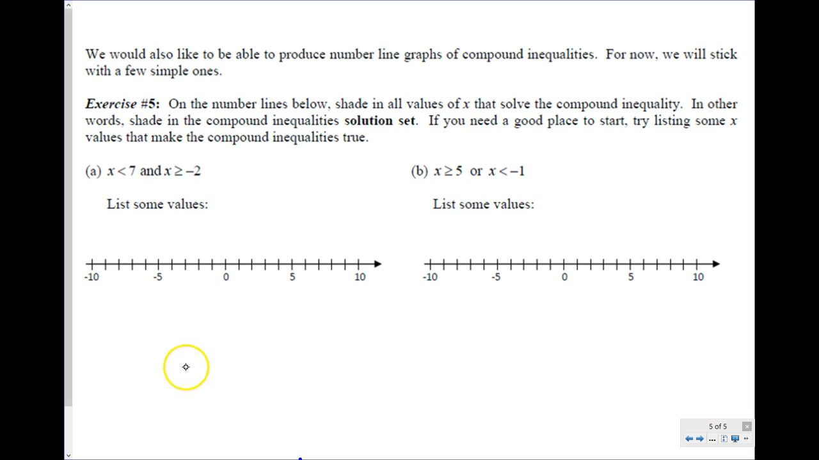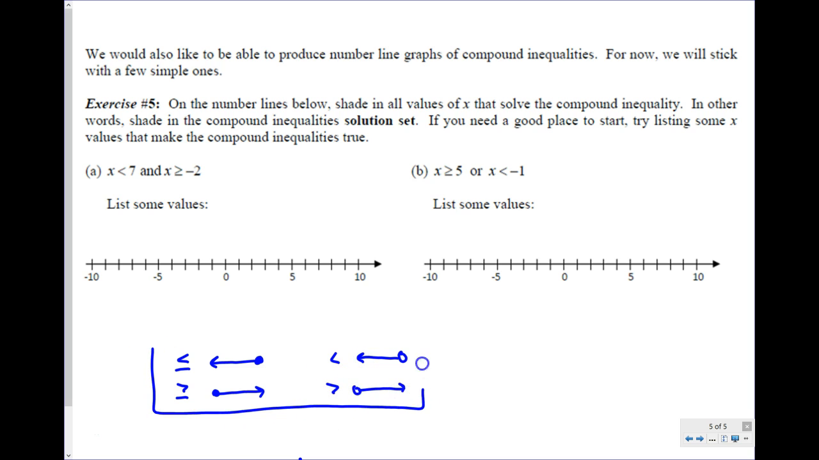Remember, if I have a less than or equal to sign, that is a closed circle going left. If I have a greater than or equal to sign, that's a closed circle going right. If I have a less than sign, that's an open circle going left, and a greater than sign, that's an open circle going right. So these we have to memorize, right? And we're going to apply the same idea to compound inequalities.